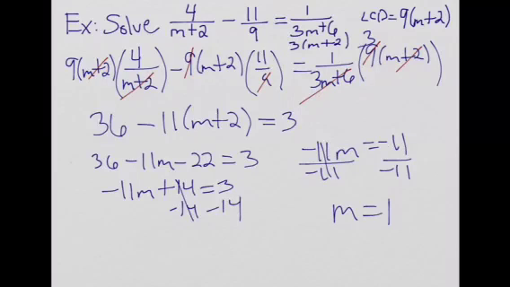Now we just have to plug it in to check our domain. So m plus 2, well, 1 plus 2 is 3, so it checks out there. Doesn't give me 0. For the 9 in the second one, there's nothing to plug in. And then 3 times 1 plus 6 is 9. And so we notice that we don't get 0 on the bottom of any fraction. And so that means that m equals 1 is indeed our solution.